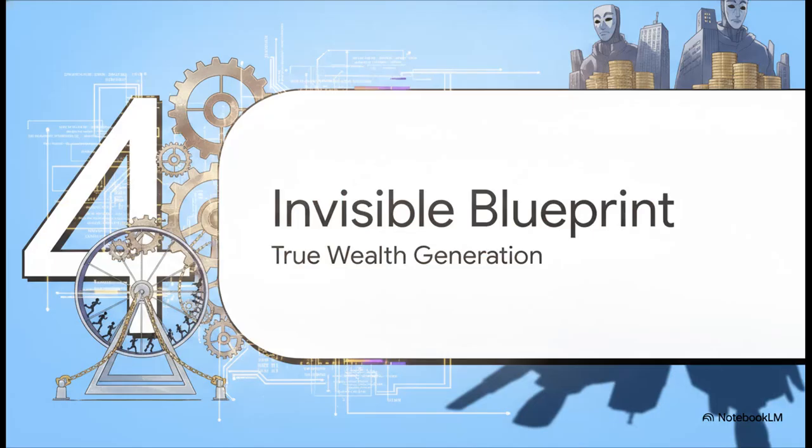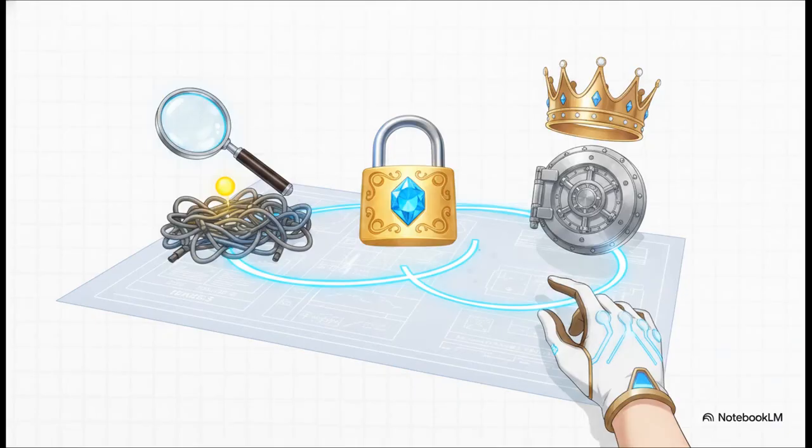All right, that brings us to our final section, your invisible blueprint. So the crucial point we're taking away from this framework is that the visible economy is fundamentally designed to keep the average person running in place. To generate true wealth, you have to look beyond it. The source material outlines 3 major shifts you need to make.